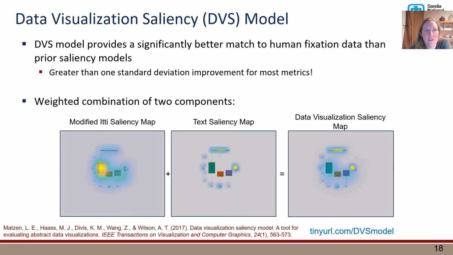So we developed what we call the data visualization saliency model to address some of these issues with the existing saliency models. We have a paper from 2017 that shows that the DVS model provides a significantly better match to human fixation data than prior saliency models. In addition to modifying some of the features in the classic IKN model, we added a text saliency map that accounts for all the attention that people pay to text in visualizations. We have a weighted sum of those 2 maps to create the DVS saliency map. And the code for this model is available here at this URL in MATLAB if you'd like to use it yourself.